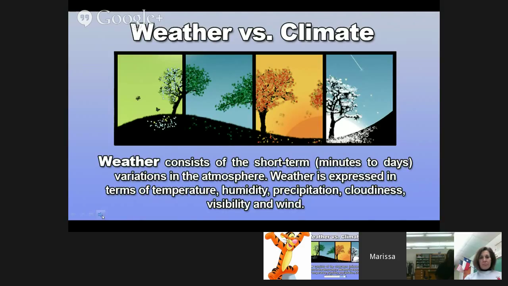By definition, weather is the state of the atmosphere at any given time or place. But I didn't write it down like that on the screen for you because we are going to share these slides with you. A better way to think of weather is what's happening right here, right now. And the weather is constantly changing.